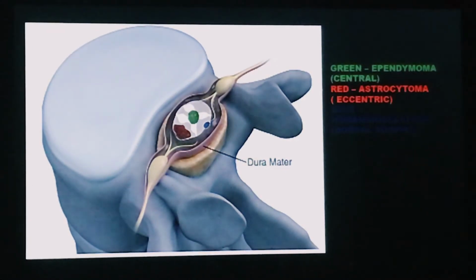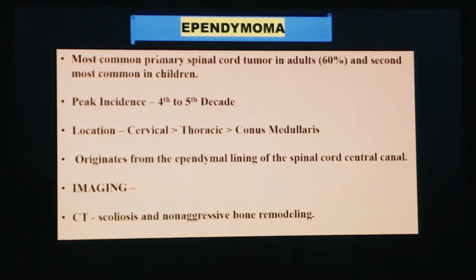So, we will be discussing the more common types of intramedullary spinal cord tumor. These are the three most common. The green one which you can see, it is seen centrally, that is at the region of central canal, that is ependymoma. The red one is astrocytoma, which is located eccentrically, and the small blue one which you can see in the dorsal subpial surface is the hemangioblastoma. These are the usual locations of these three most common types of intramedullary spinal cord tumors. Now, beginning with ependymoma, they are the most common primary spinal cord tumor in adults, whereas in children, astrocytoma is the most common.